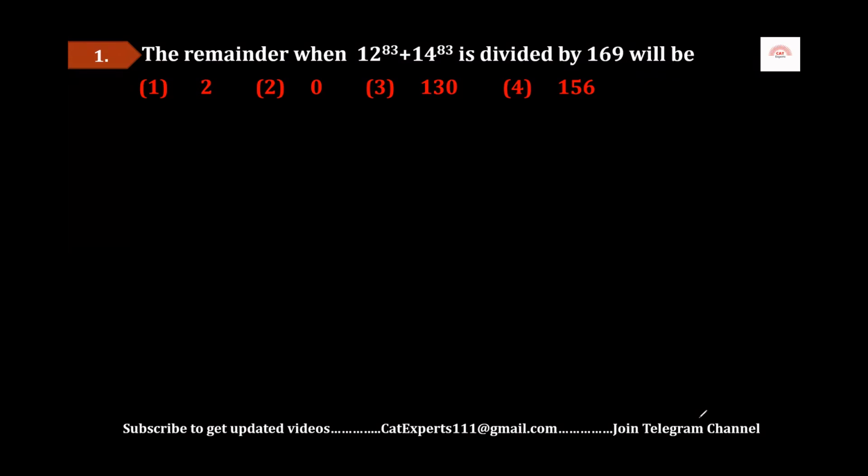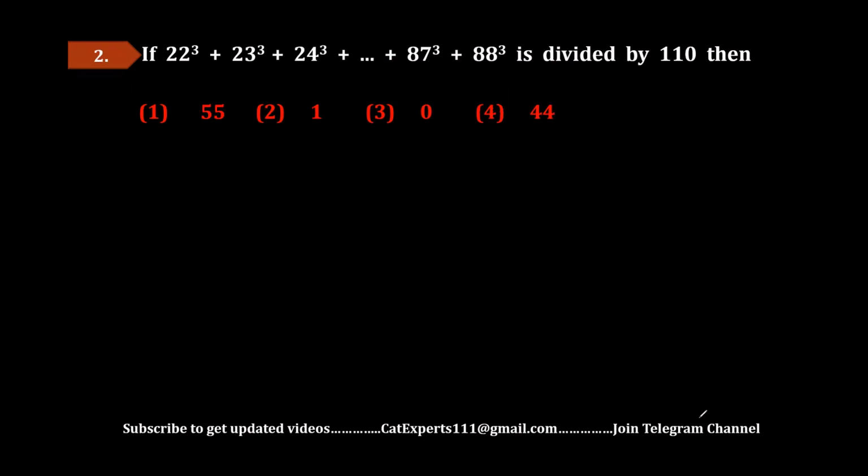Let's proceed. This is again a very interesting question. I should tell you that. So what is given? 22 cube plus 23 cube plus 24 cube and so on up to 88 cube. When this is divided by 110, then what is the remainder? What are they asking? Then what is the remainder? That part is missing, so let me write it for you. Then what is the remainder? So how to solve it?